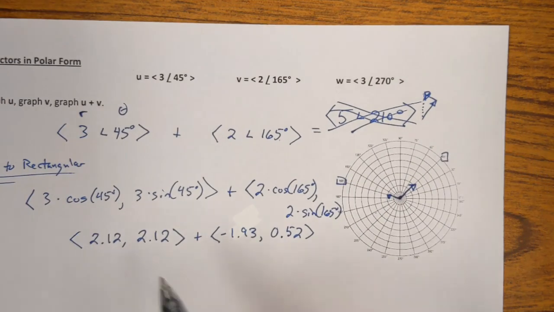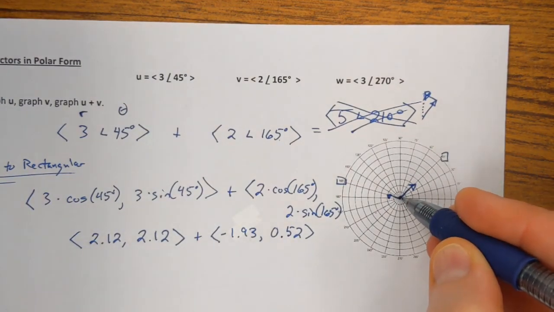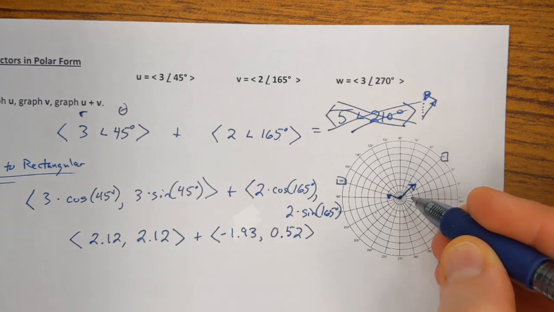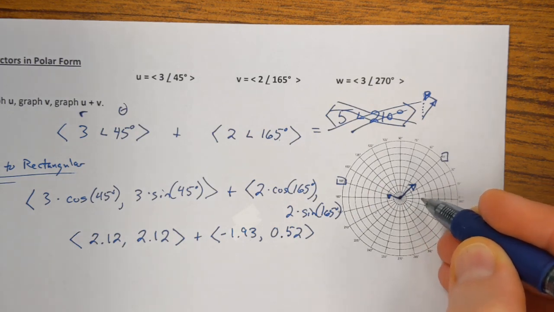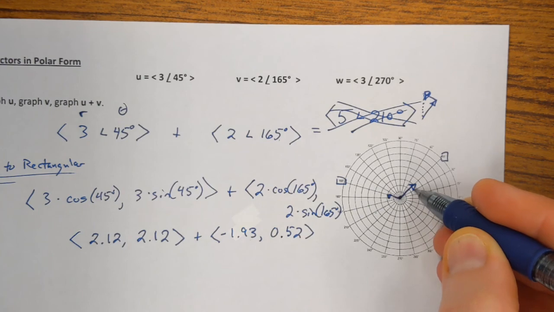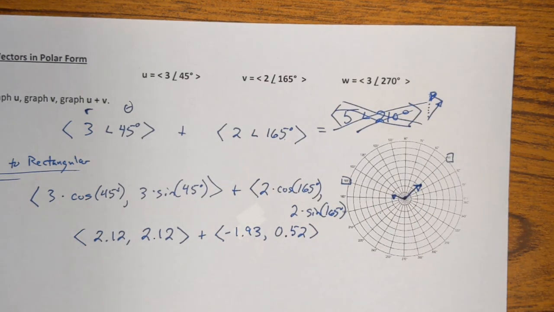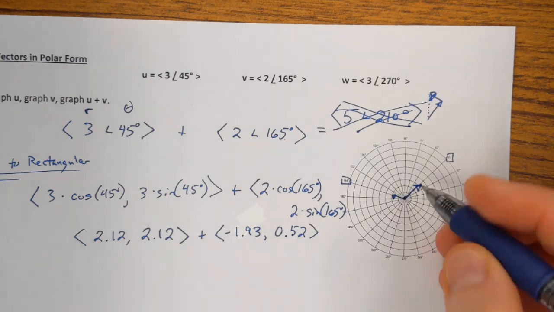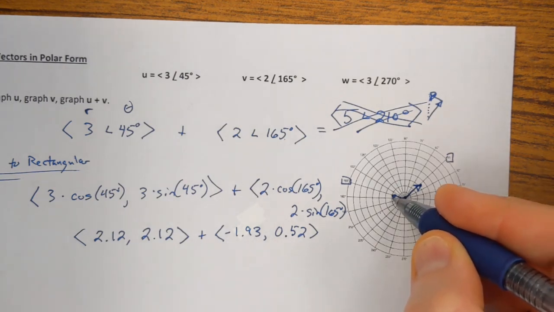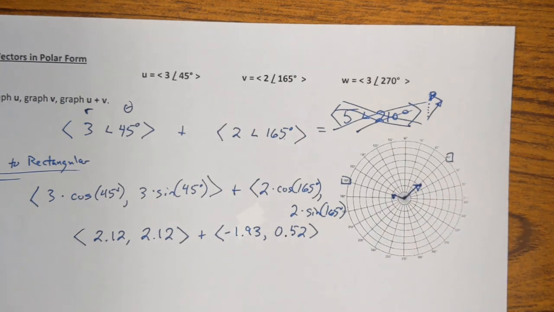And you can kind of check these answers. 2.12 and 2.12. If this were a rectangular grid, and I counted out a little bit past 2 on the x-axis and a little above 2 on the y-axis, yeah, I can absolutely see that falling where it does. Likewise, this having a negative 1.9 and a 0.5, I can imagine going roughly negative 2 to the left and up a half on the y.